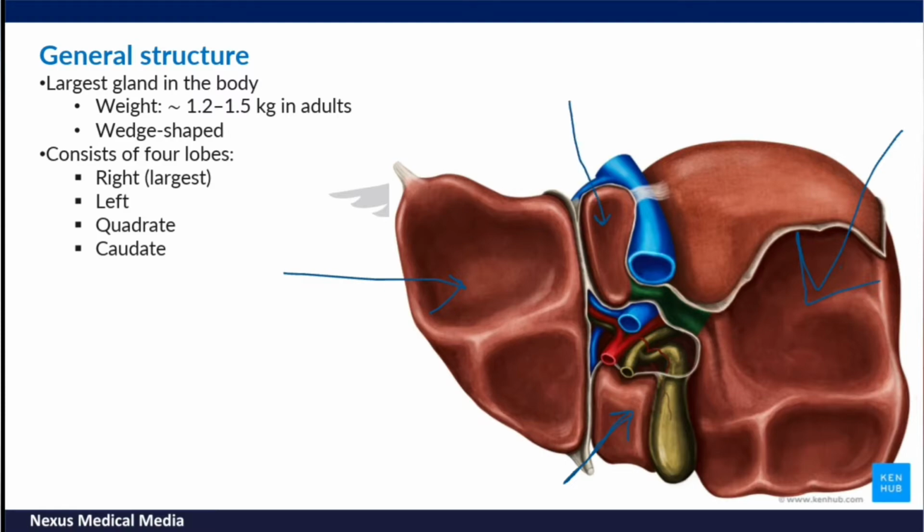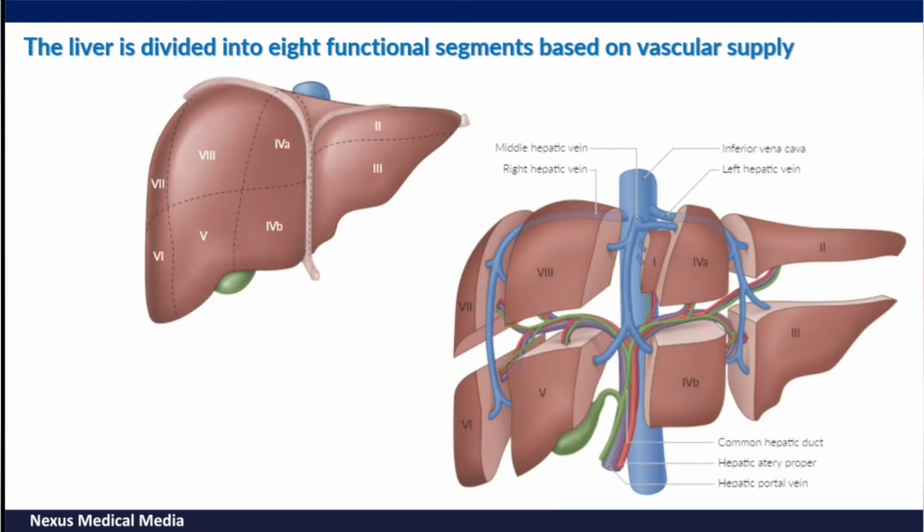The caudate is like a tail, right? So the liver is divided into 8 functional segments based on vascular supply, right? This is most importantly for surgeons, right? But for anatomy, you just need to know the location of these segments. Segment number 1, number 2, number 3. Number 4 is divided into 4A and 4B. Number 5, 6, 7, and 8.